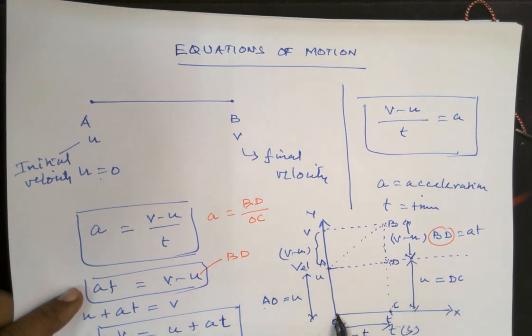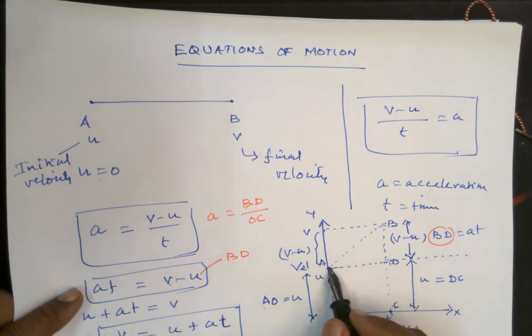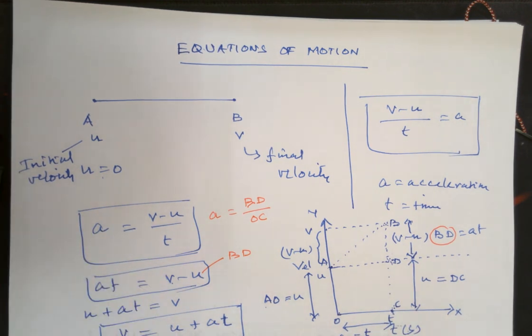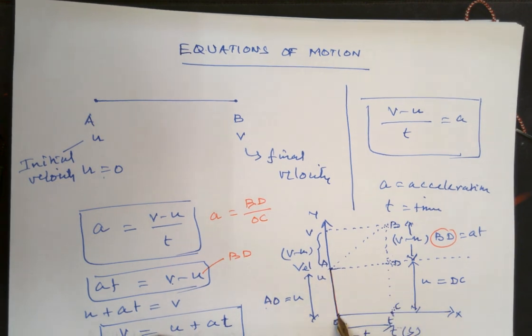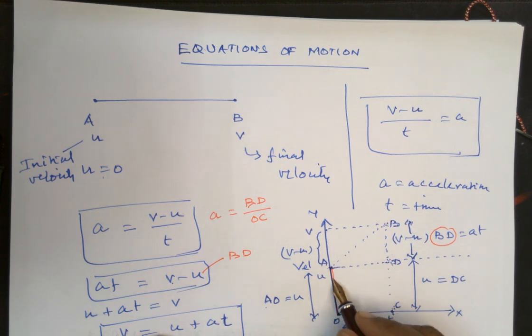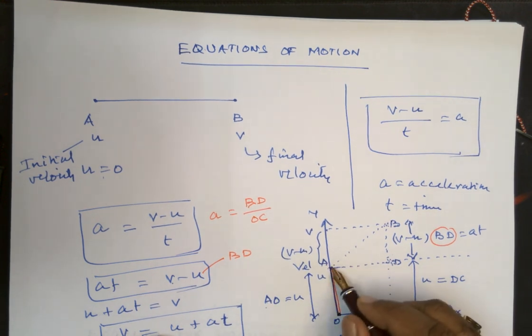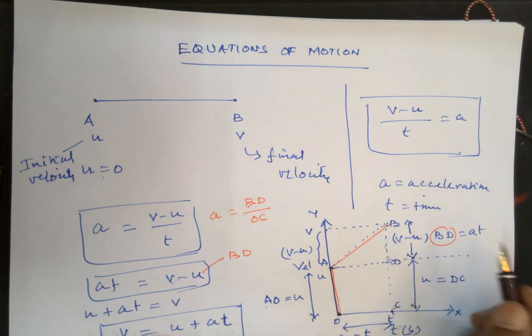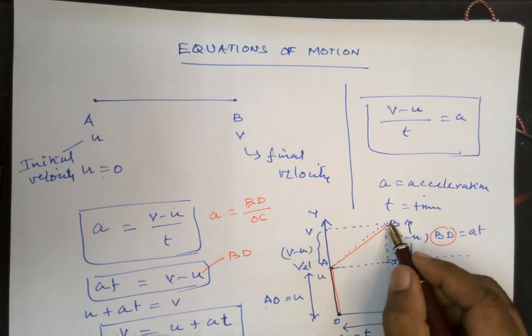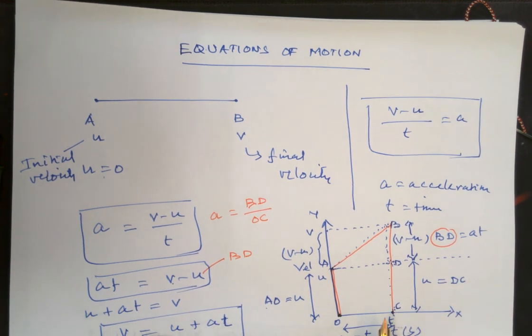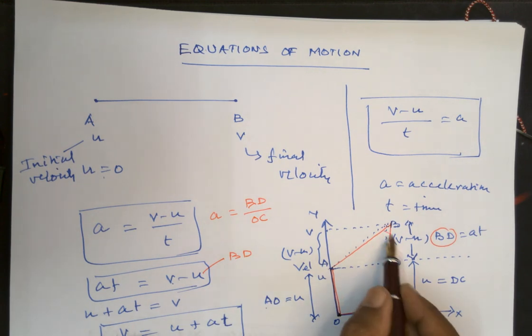Now let us consider this area. Take down O, A, B, and then come down to C. Okay, so it gives you a rectangle and a triangle. So what do you mean by this area?